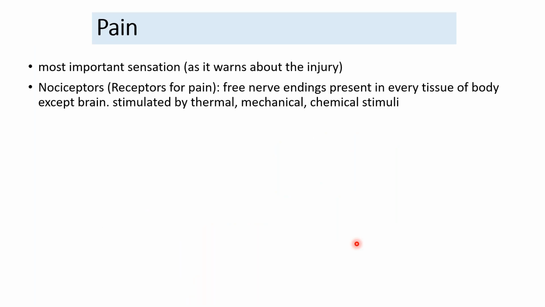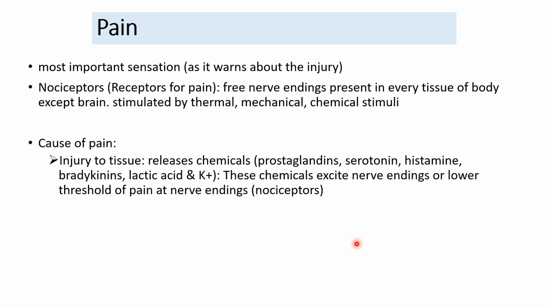Actually, pain is a very important sensation in the body because it warns us about injury. If you didn't have the sensation, you can imagine how much injury you could cause to yourself. The receptors which carry pain are called nociceptors. The cause of pain is actually any injury to the tissue. When it happens, it releases chemicals like prostaglandin, serotonin, and histamine. These chemicals are released, and they excite the nerve endings.